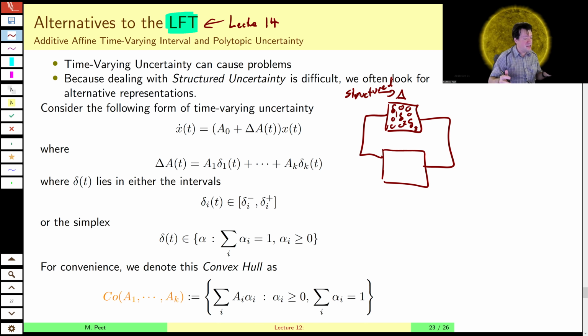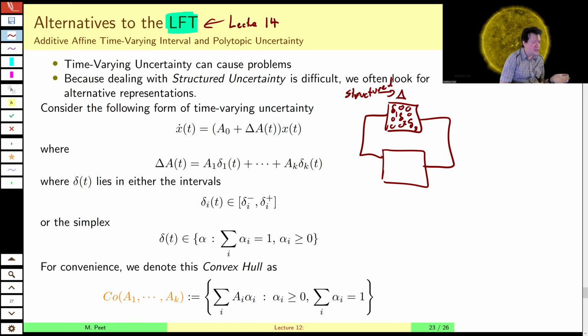In certain cases, we can avoid using the LFT, and if that works, that's great, because in certain circumstances we can get less conservative results, I should say. It's sort of hand wavy. Sometimes they're less conservative, sometimes they're more conservative. But there are certain special cases which are not conservative at all. Not many of them, but there are a few.